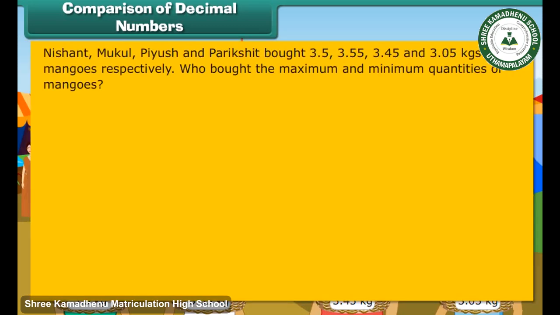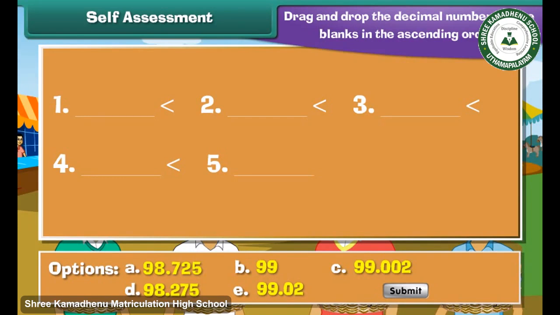Let us first arrange the decimal quantities in the descending order, that is, the decreasing order of values. The decimal numbers are 3.5, 3.55, 3.45, 3.05. Let us rewrite the numbers so that all of them have the same number of digits after the decimal point. So, we have 3.50, 3.55, 3.45, 3.05. Self-assessment. Drag and drop the decimal numbers in the blanks in the ascending order.